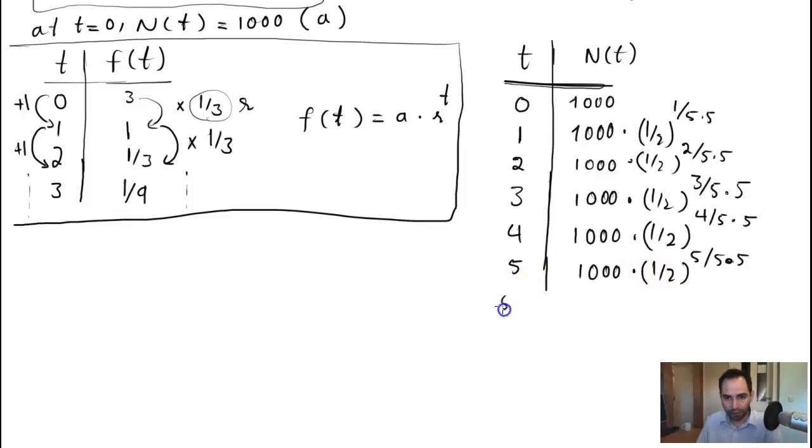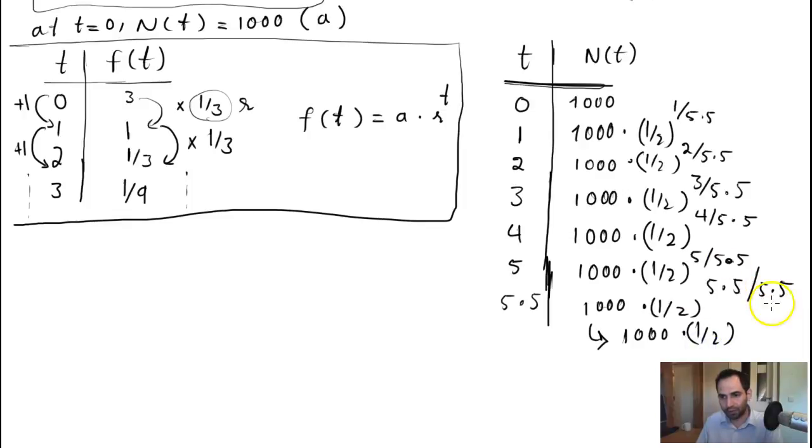But finally, if I go 5.5 here, the output of the function becomes 1,000 times 1/2 raised to the power 5.5 over 5.5, and this is nothing but 1,000 times 1/2 raised to the first power, because 5.5 divided by 5.5 is 1. So now the population is nothing but 500, because 1,000 multiplied by half is 500. So you can see that this happened after 5.5 seconds.